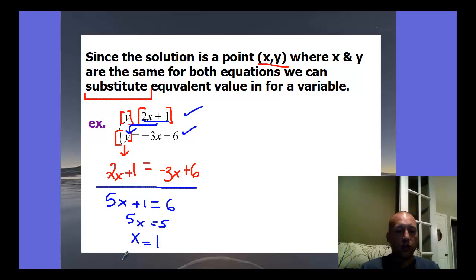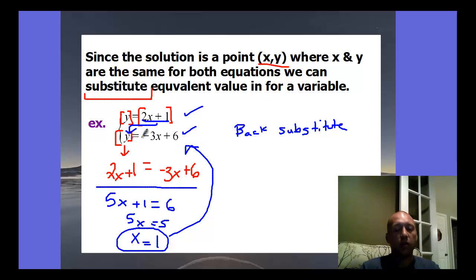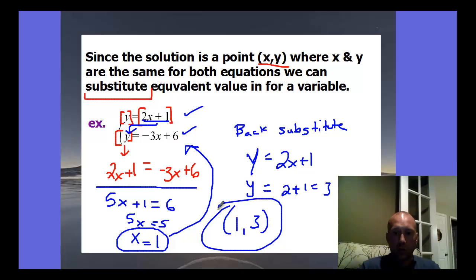After you find that first one, you're not done. This is just part of your answer. We know that the x value is 1. We need to back substitute. So we back substitute, which means take the answer we just found, and plug it back into one of these equations up here to find y. It doesn't matter. I'll just choose the first equation, and we plug in 1. So then y is going to be 2 plus 1, or 3. So our final answer is going to be the point (1, 3), the x and y value. And you can plug it back into both equations to make sure it checks.